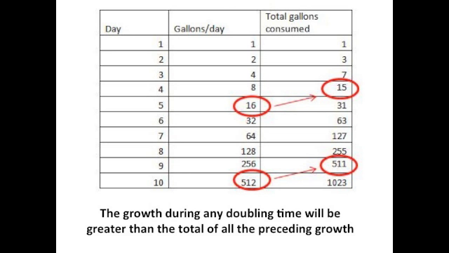You remove 16 gallons on day 5 alone, but prior to that the total amount removed was only 15 gallons. And you removed 512 gallons on day 10 alone, and prior to that the total amount removed was only 511 gallons. So the growth during any doubling time will be greater than the total of all the preceding growth.